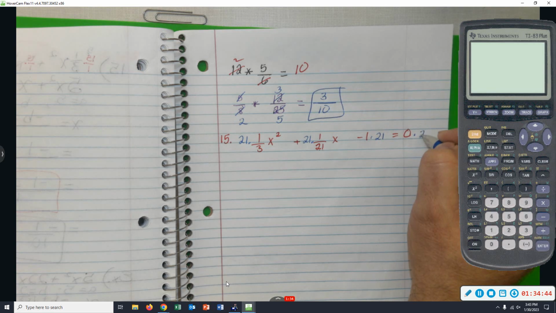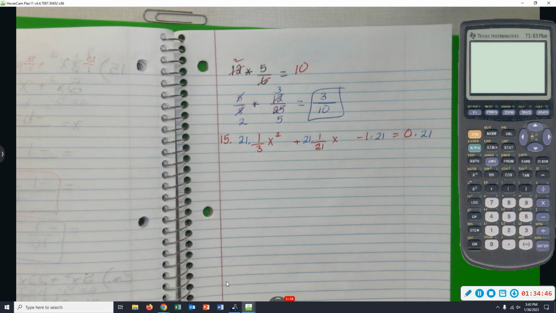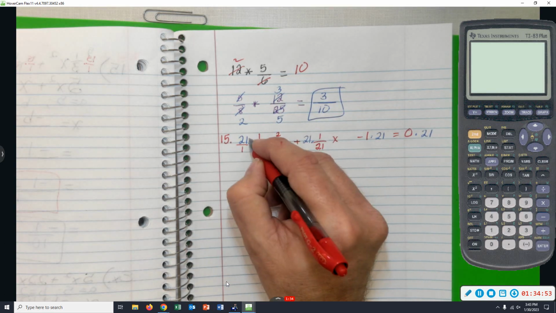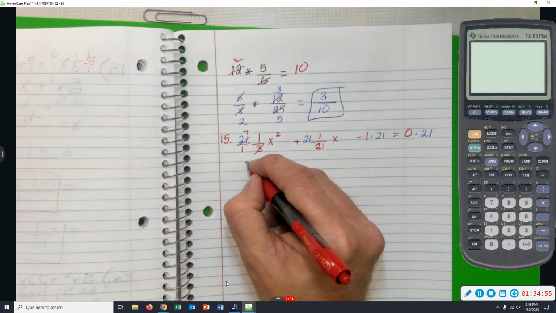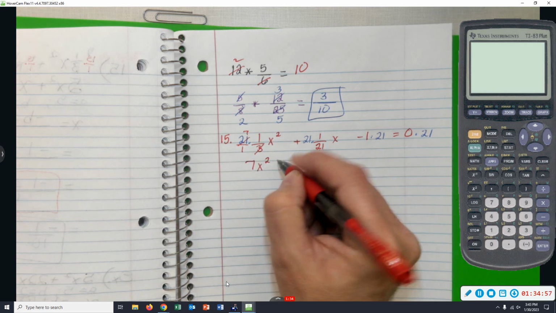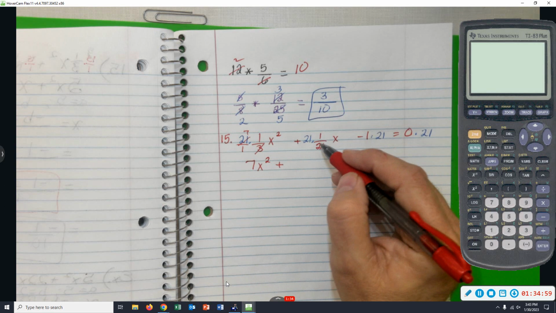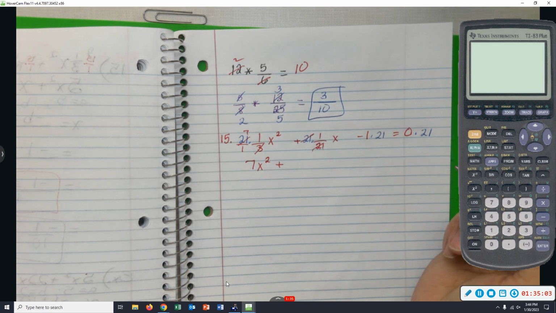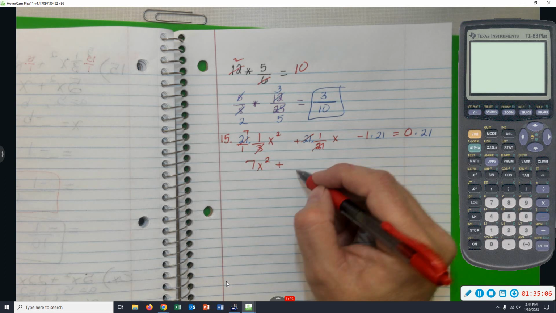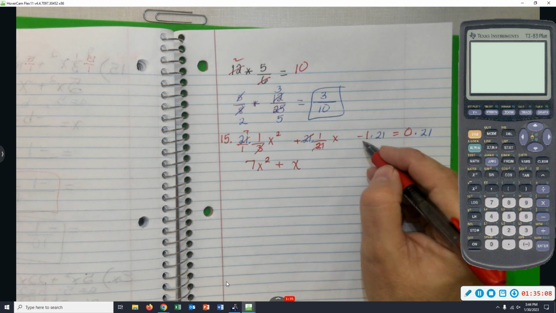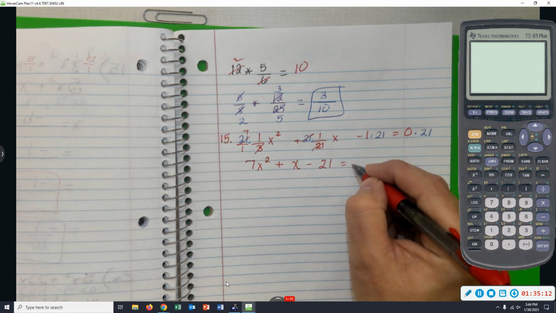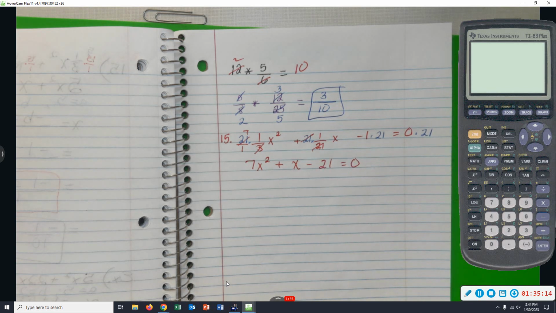Even the 0 and the 1 get multiplied by 21. Let's see, doing the cross-canceling. 3 goes into 21 7 times. So we have 7x squared plus what here? The 21's just cancel. 1x is just x. Minus a 21 equals 0.